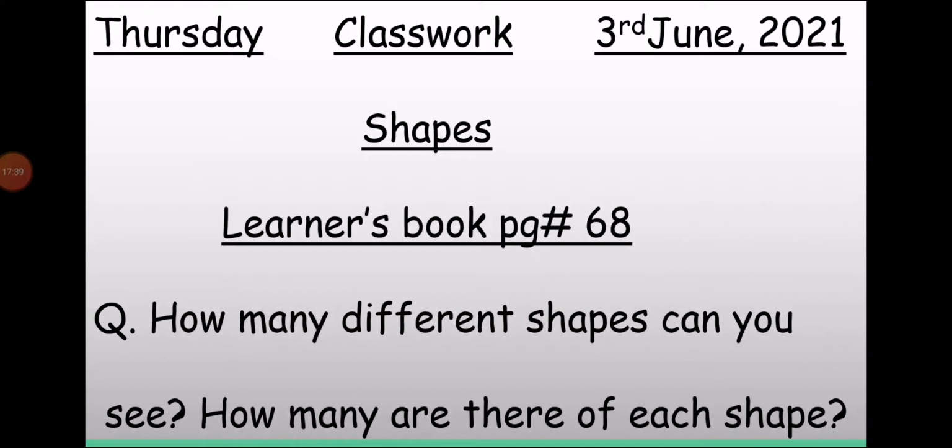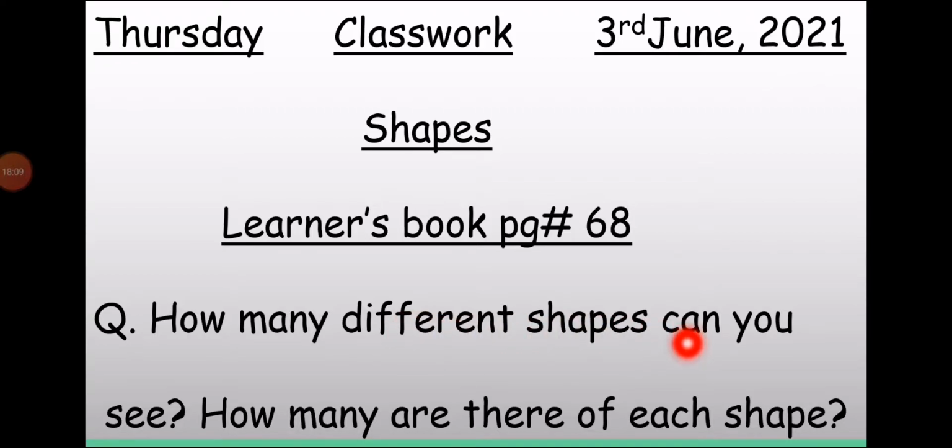Now open your notebook, prepare a new page by writing day and date. Thursday on the extreme left top. In the center classwork. On the extreme right, you will write 3rd June, 2021, today's date. After writing day and date, leave 1 line and write your topic shapes. Then leave 1 line and write your learner's book page number 68, because we are going to do some questions from learner's book page number 68 on notebook. Then write your question. How many different shapes can you see?